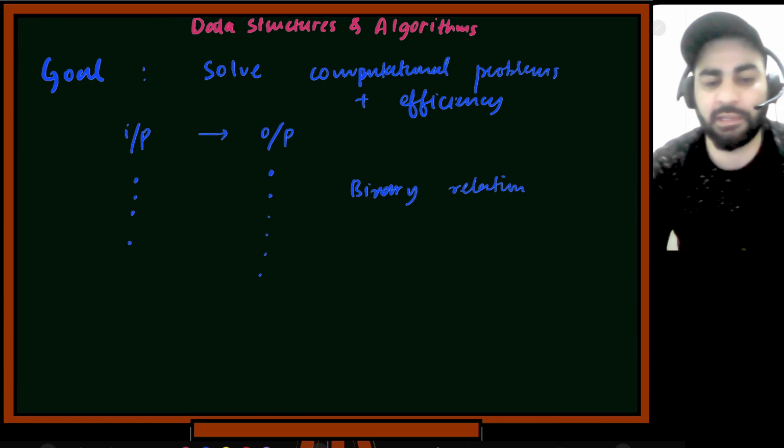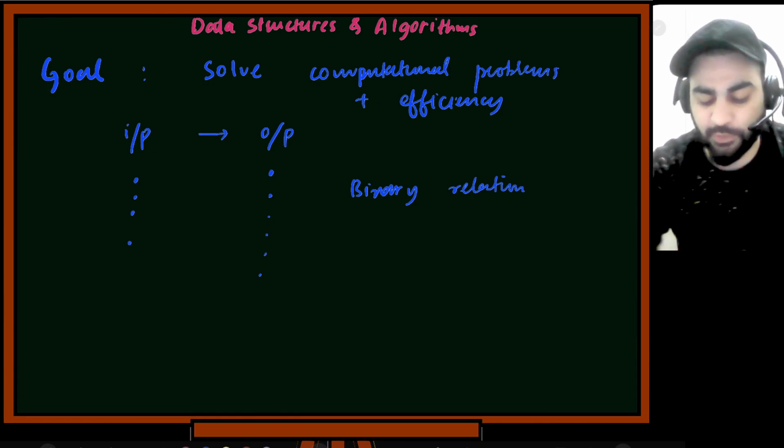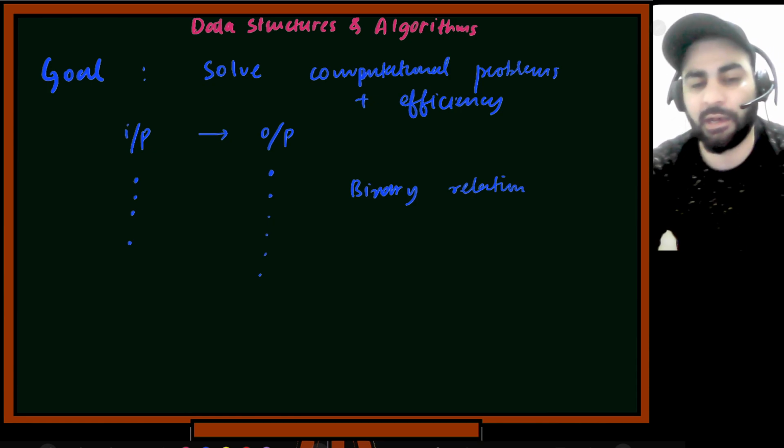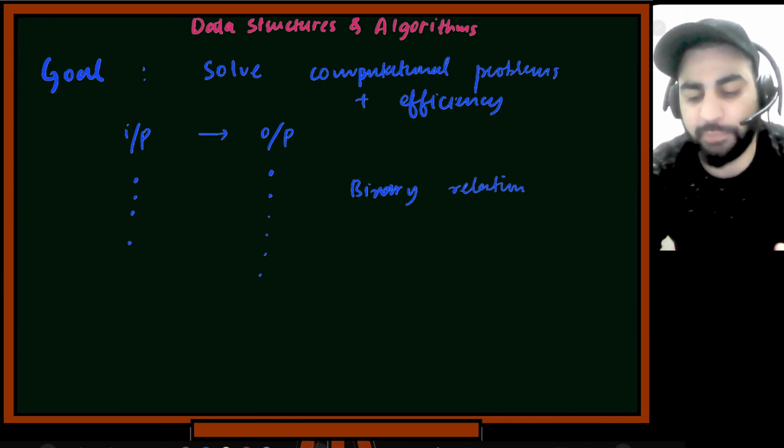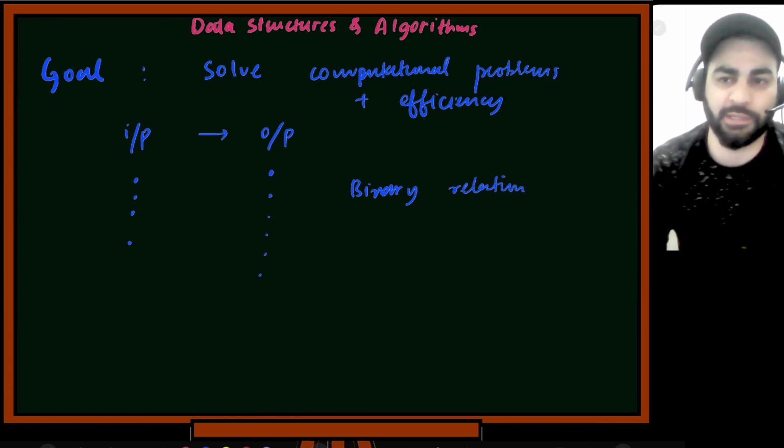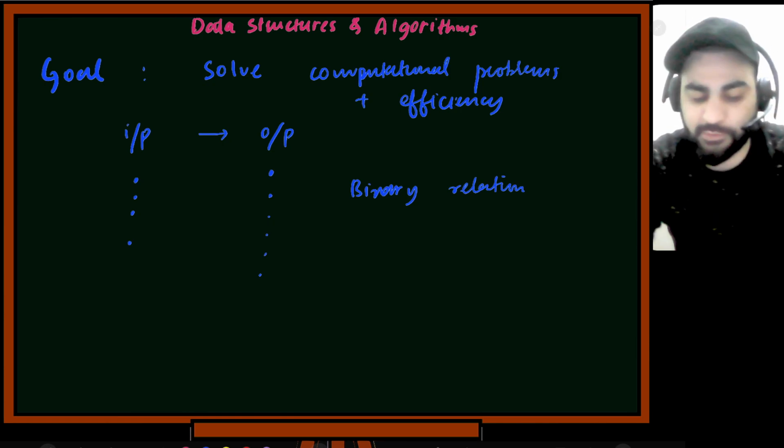Generally, I'll tell you first what an algorithm means. So we'll cover the definition of algorithms and then start with the main topic of today, time and space complexity, and we'll see what these things are. First, let's see what an algorithm is.